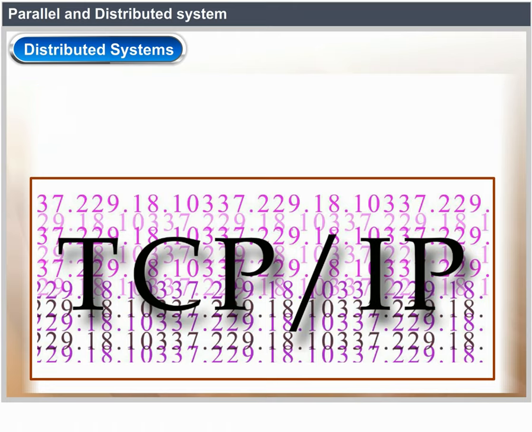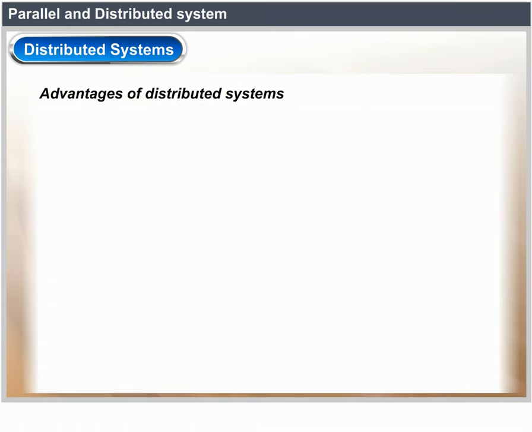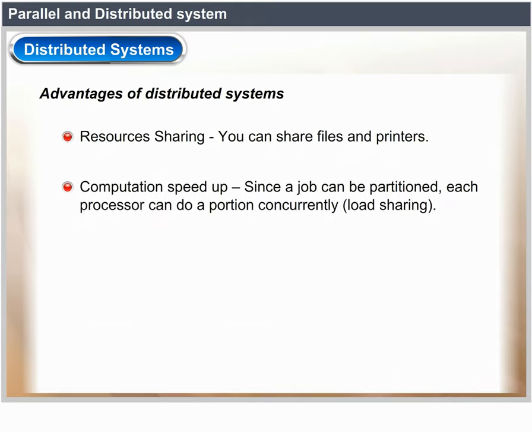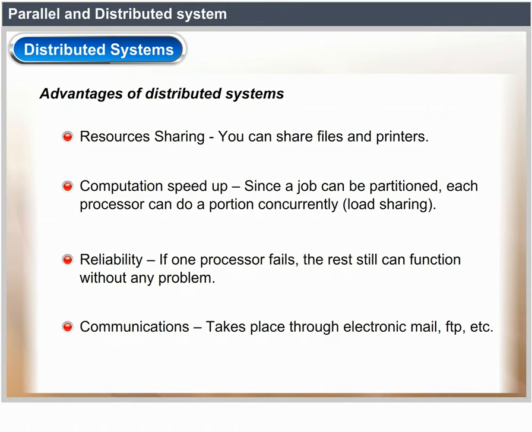Reasons for building distributed systems: resource sharing, computation speedup, reliability, and communication. Advantages of distributed systems. Resource sharing: you can share files and printers. Computation speedup: a job can be partitioned so that each processor can do a portion concurrently, which also allows load sharing. Reliability: if one processor fails, the rest can still function with no problem. Communication, such as electronic mail, FTP, etc.